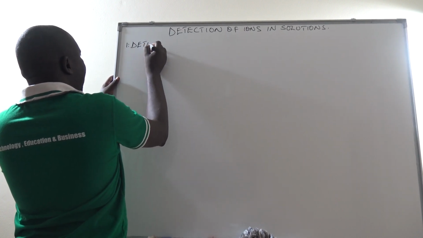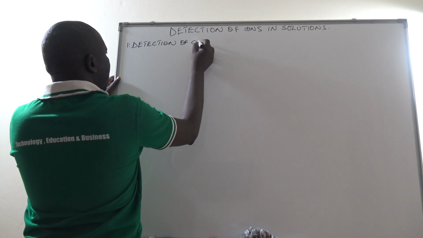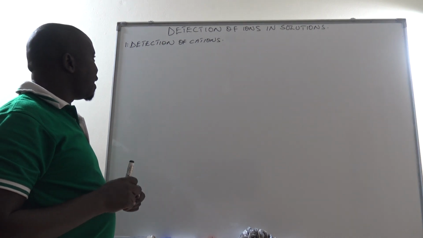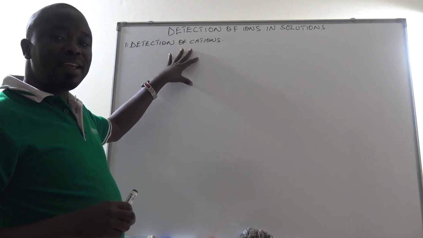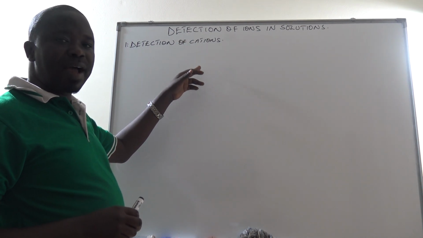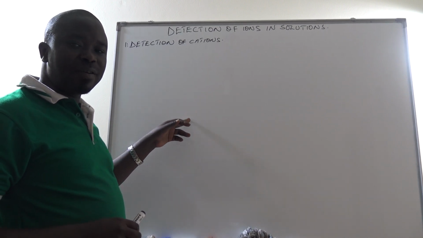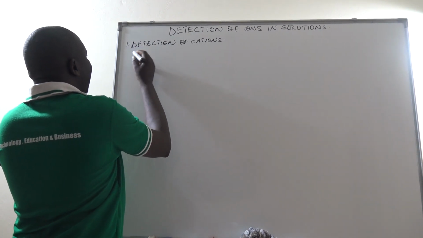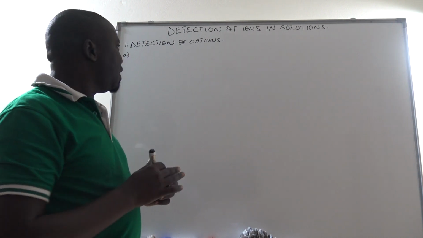So let us start with it. Number one, detection of cations. Remember the cations that we saw, which are 9 in number, that is calcium ion, magnesium ion, zinc ion, aluminum ion, lead 2 ion, ammonium ion, copper 2 ion, iron 2 ion, and then iron 3 ion. These are the 9 cations. So, when we are detecting cations, there are some specific reagents that we use.